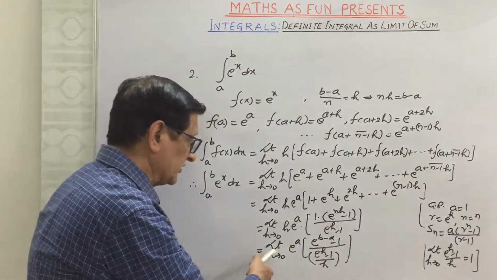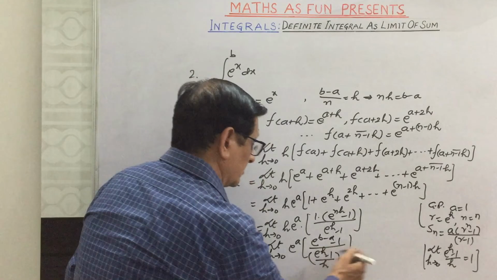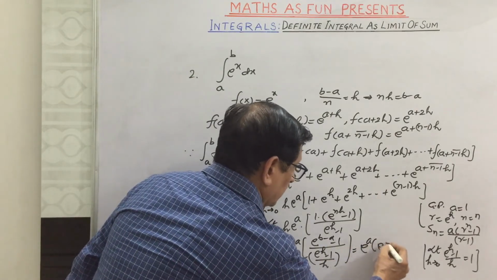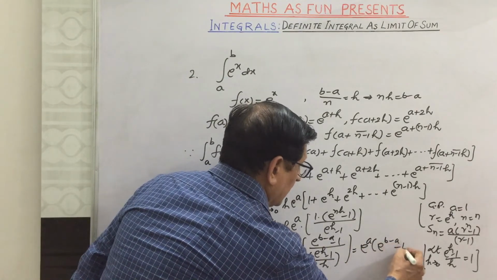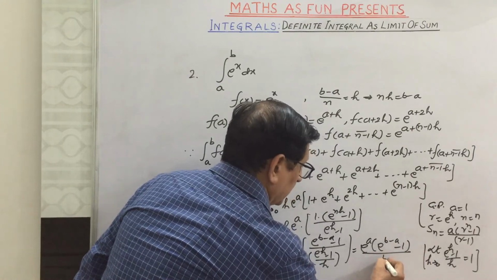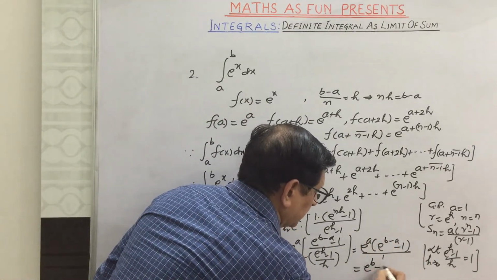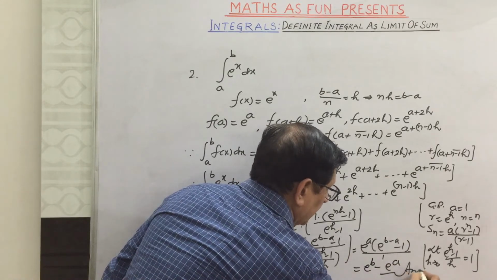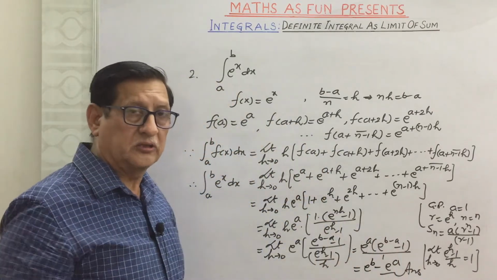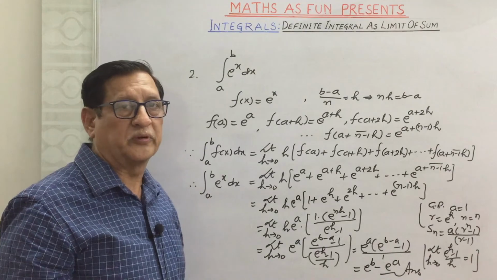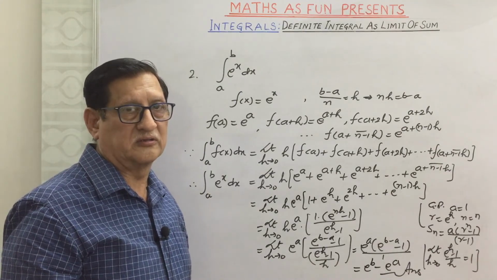And when we apply that here, this will be equal to e to the power a into (e to the power (b minus a) minus 1) upon 1, which on simplification comes as e to the power b minus e to the power a, which is the answer to the problem. In the next video, we will learn about the properties of the definite integrals.